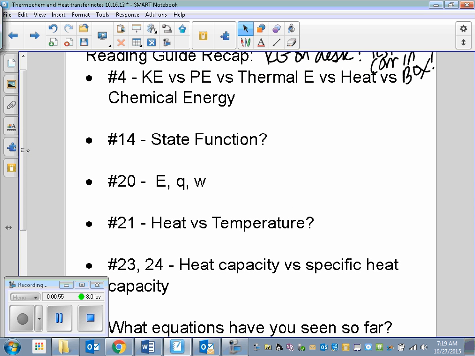Pretty much, a state function is a value that depends only on the state of the system and not on how the system arrived at that state. For example, thermal energy, temperature, and pressure. Now as potential. Makes sense?